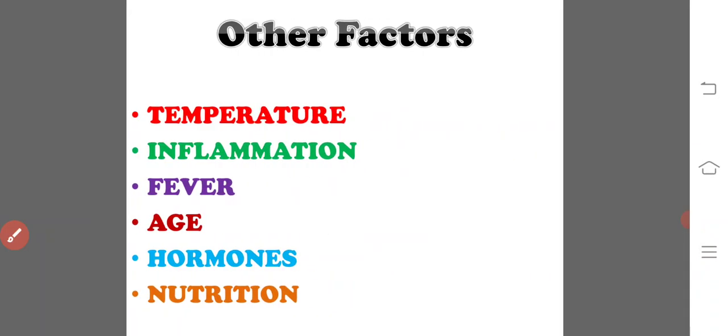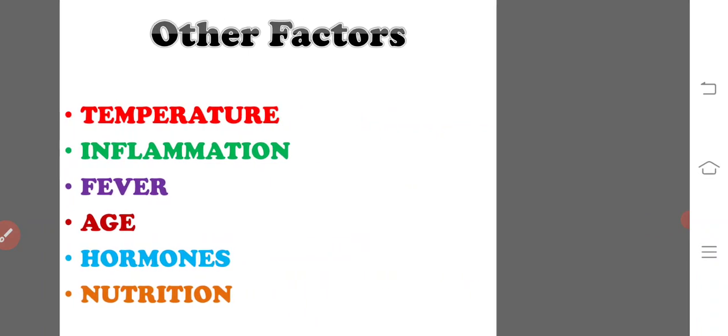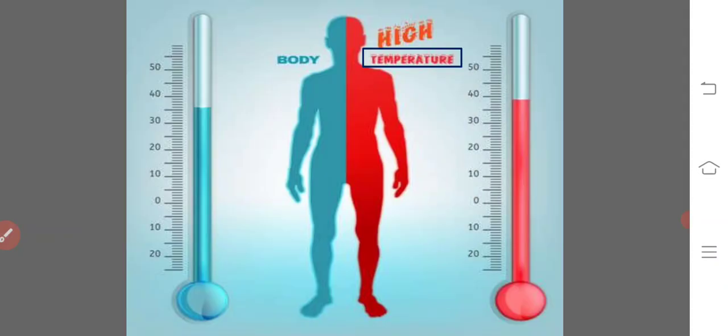And coming to the last side heading, that is other factors. Under other factors, temperature, inflammation, fever, age, hormones, and nutrition are included. Let us see one by one. See the temperature.